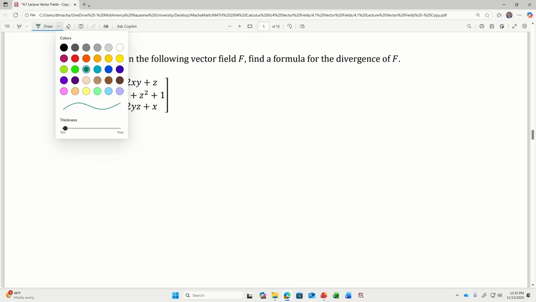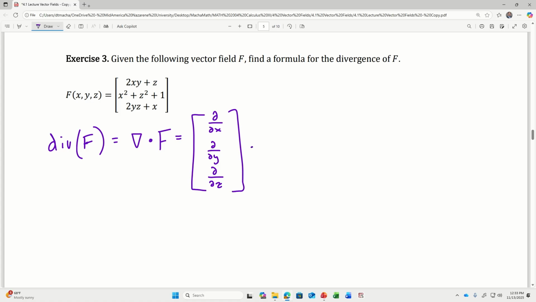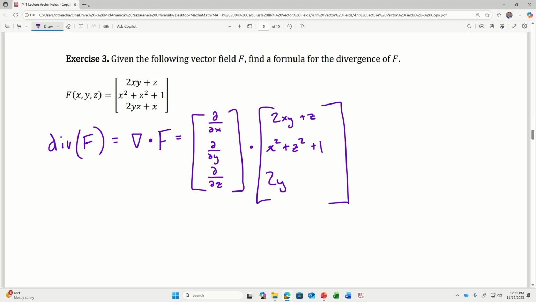Okay, let's do some exercises. Given the following vector field, find a formula for the divergence of F. So, we say divergence of F. That is the, quote, dot product between the gradient operator and F. And so, here's my gradient operator, dot product with my vector field F: 2xy plus z, x squared plus z squared plus 1, 2yz plus x.